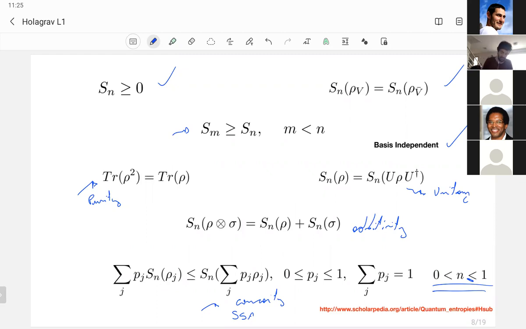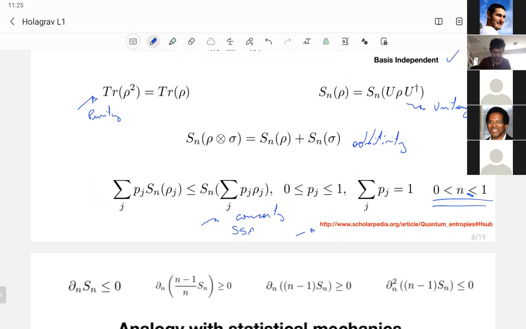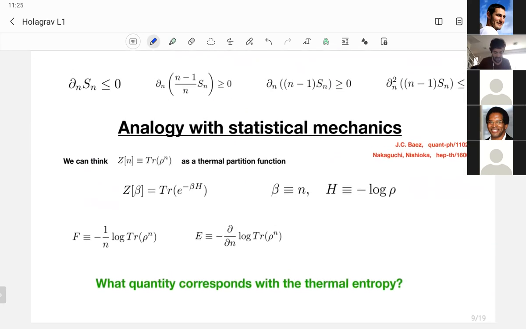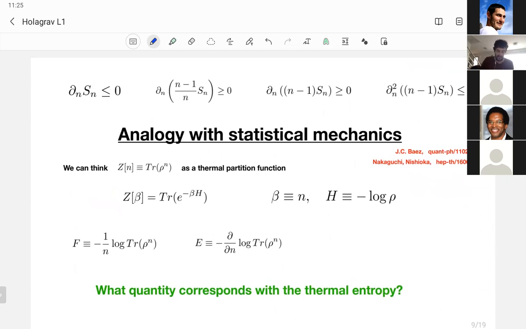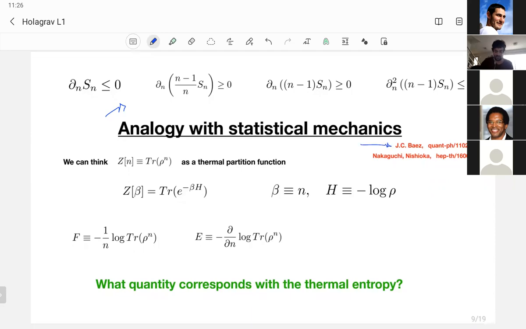This is just a comment. A lot of properties are written in this Wikipedia or Scholarpedia page. It is a good place to look if you have to deal with some property of quantum information. Also these inequalities are satisfied by the Renyi entropy, and they can be shown from the definition of the Renyi entropy. Now we are going to see another way to write these inequalities. This paper proposed an analogy with statistical mechanics, and it is also very well written.